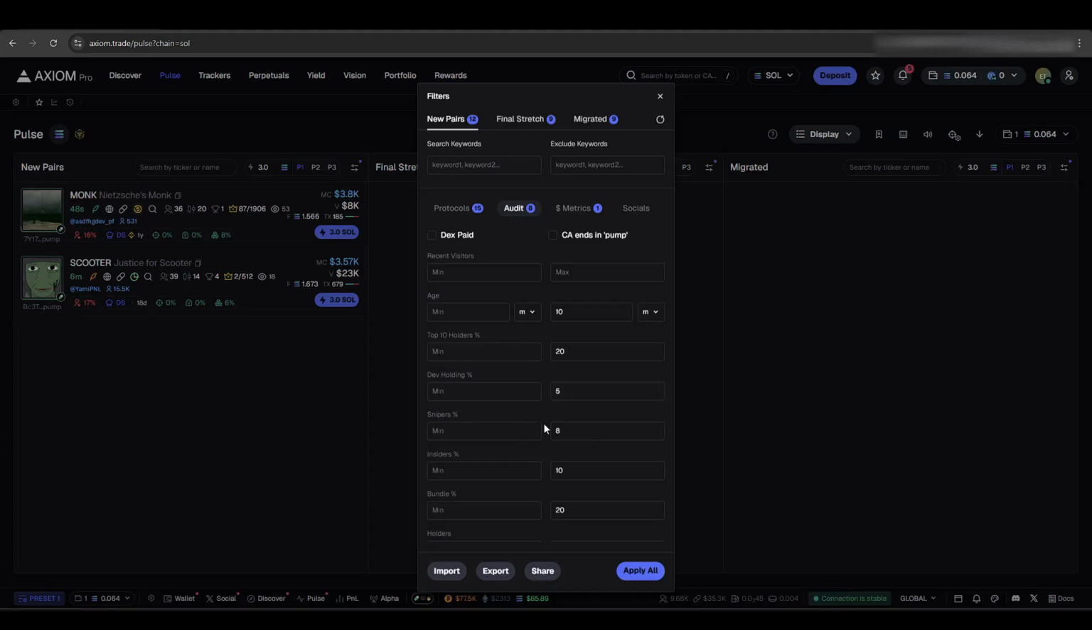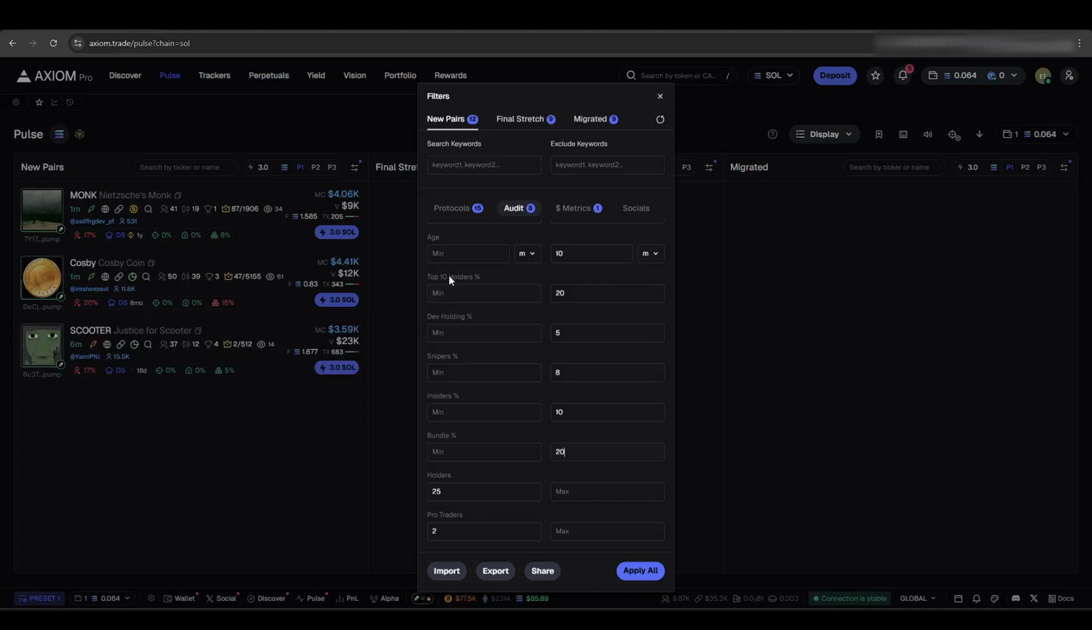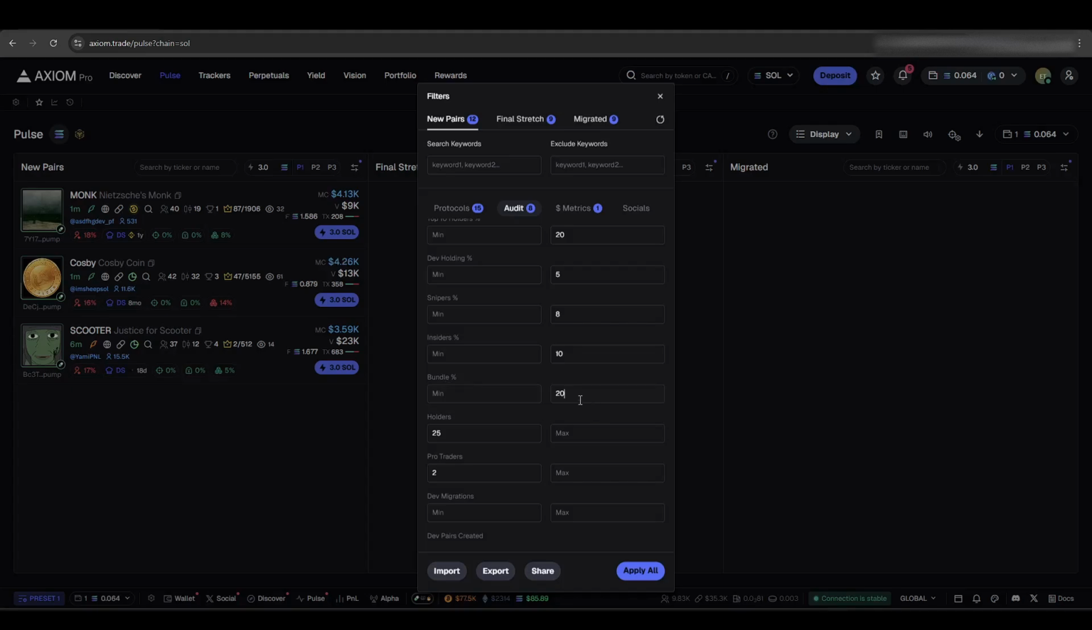Snipers, this is basically automated bots. We don't want more than 8%. Insiders, we don't want more than 10%. Bundle. Now, bundle is if there are wallets which are basically connected to each other through transactions or other things. If this percent is too high, it's pretty much the same as the top 10 holders, meaning a small group is controlling a large portion of the supply, and this is also not too good.